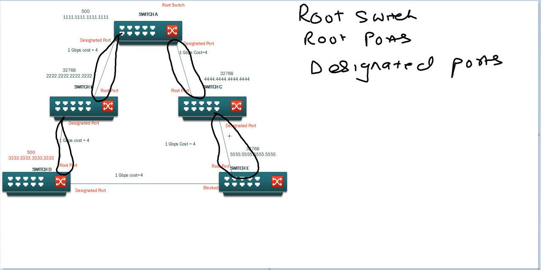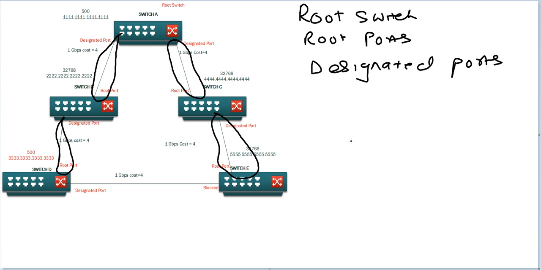The process of identifying the designated port is similar to root port. The lowest cumulative path cost leading to the root bridge is calculated. So far we identified that this is the root, and these are root ports. Now we need to identify the designated ports, including on the root switch. The pattern is similar: the way we identified the root port based on the cumulative path, we identify the designated ports based on the cumulative path.